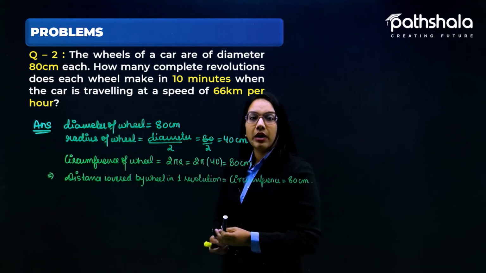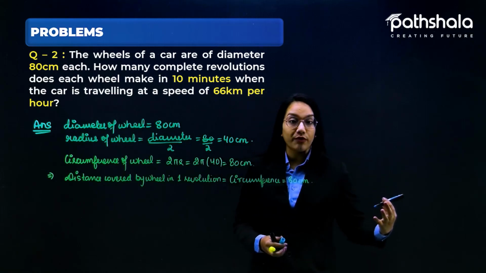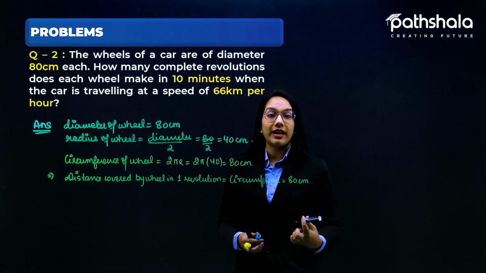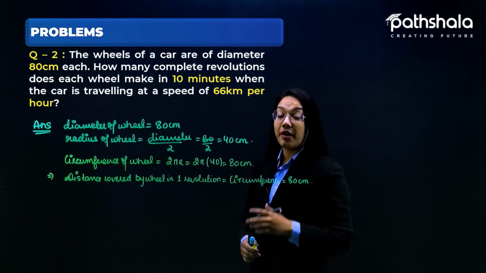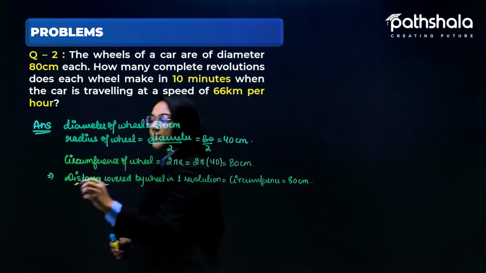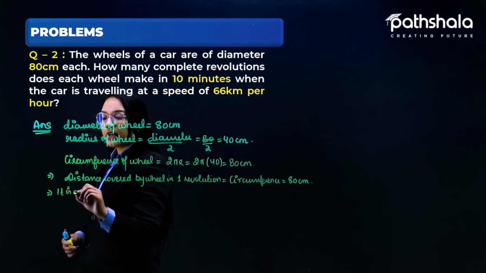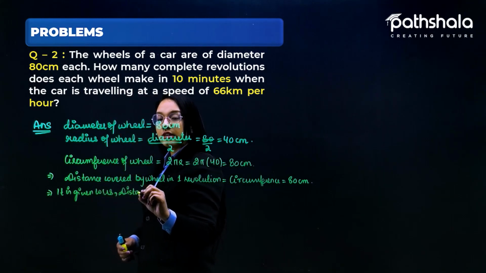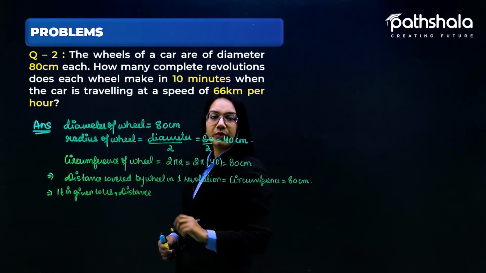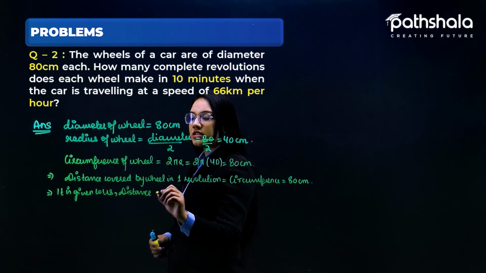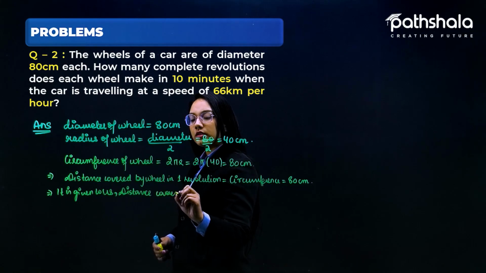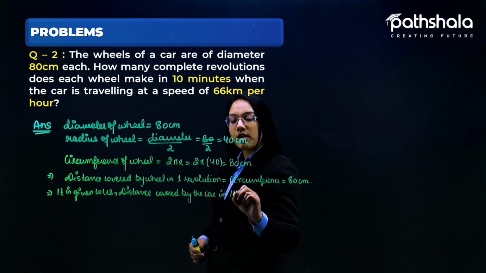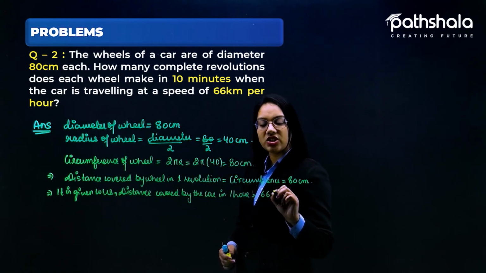We want to find out how many complete revolutions the wheel makes in 10 minutes when the car is traveling at a speed of 66 km per hour. As it is given to us, the distance covered by the car in 1 hour is equal to 66 kilometer.